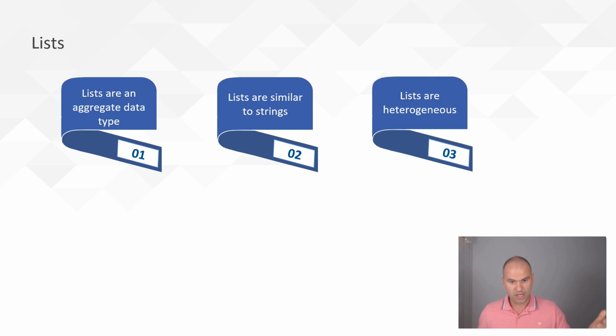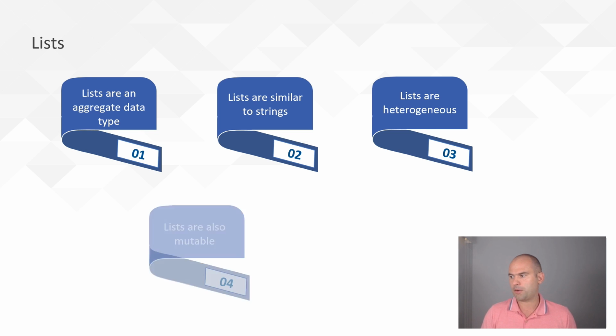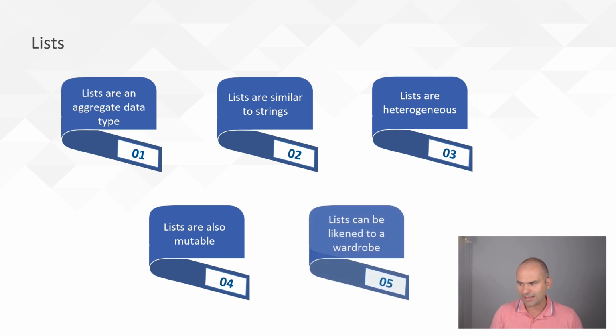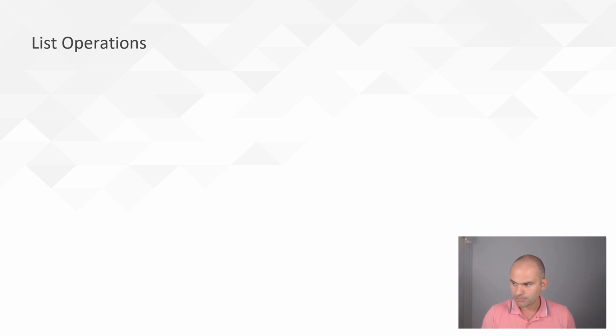They are heterogeneous. So in a list, you can have some integers, some floating point numbers, some nested other lists that are in there, some tuples, anything you like. Lists are also mutable, meaning that you can change any item in a list without actually having to use the equal sign and reassign a brand new value to the list. And finally, you can think of a list as like a wardrobe with a bunch of shelves, and you can put anything you want. There are no constraints to what you put as an item in a list.